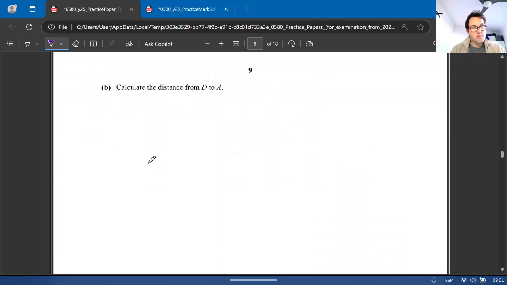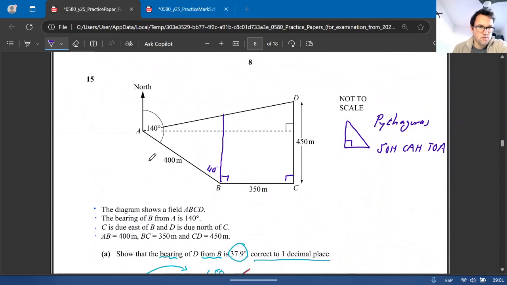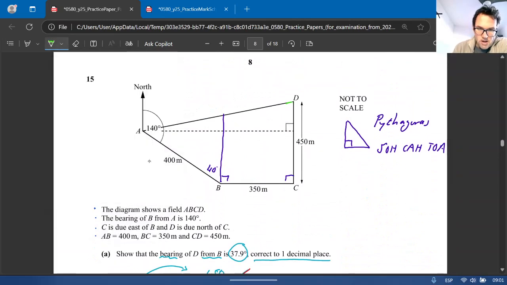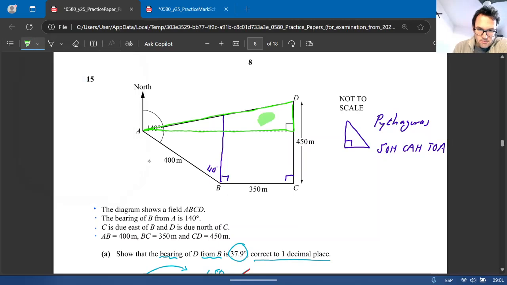Question B here: calculate the distance from D to A. So let's have a look. Let's switch some colors here. To make it from D to A is this distance here, which forms part of this right angle triangle, this one here. So let's make that one green. So there's this green triangle. What do we have in this triangle? Well, not a lot, really. I don't have really any of the angles.